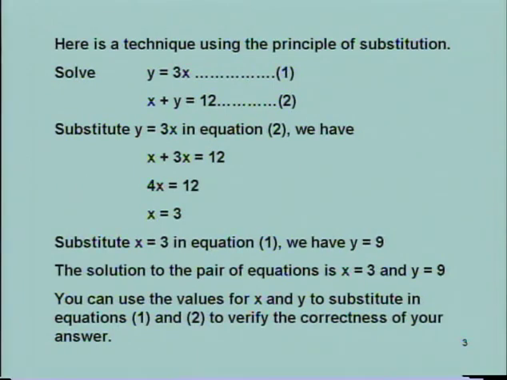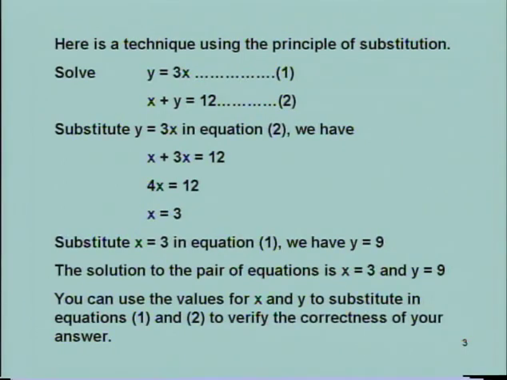Here is a technique using the principle of substitution. We have two equations to solve. y = 3x, your first equation. x + y = 12, your second equation. In the substitution method, we substitute one equation into the other equation. In this case, we substitute y = 3x in the second equation.